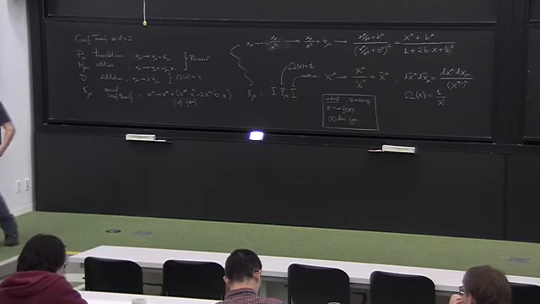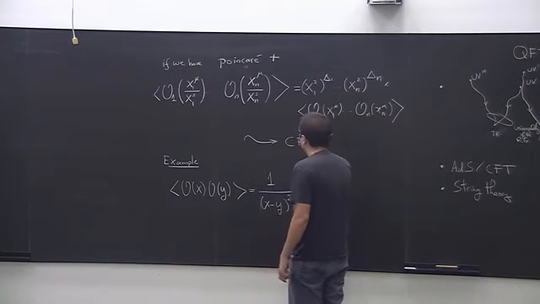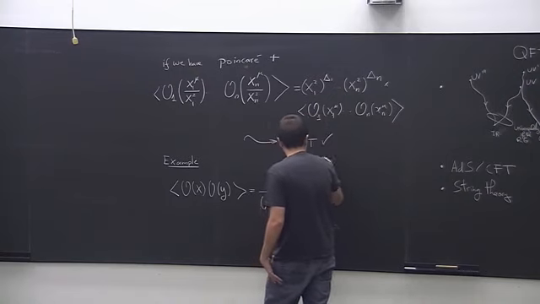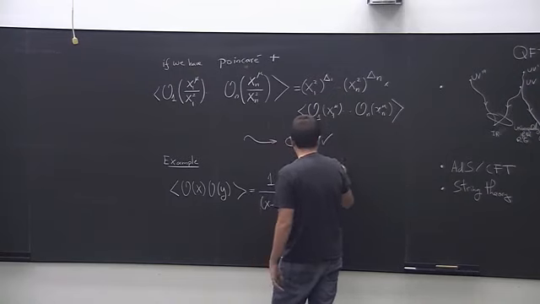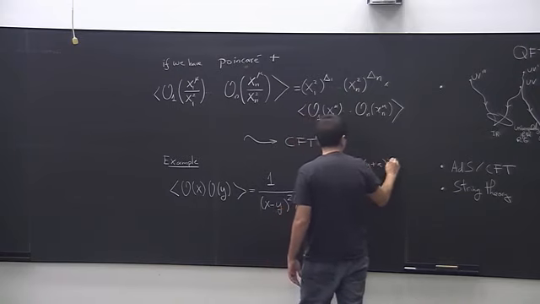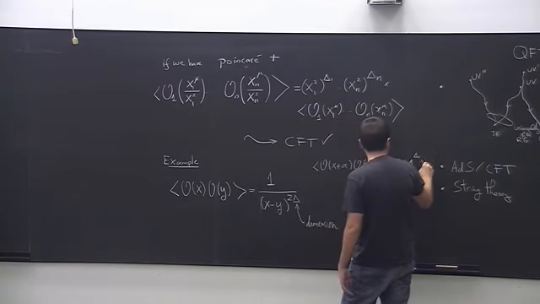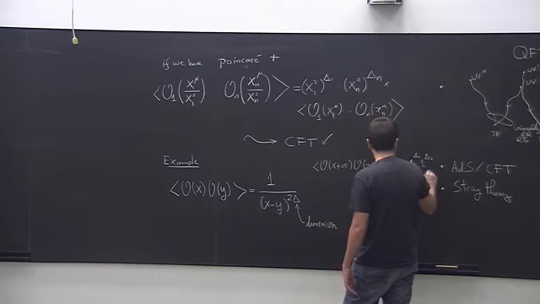So, translations, obvious, right? It only depends on the distance. So, of course, it is true that O of x plus a, O of y plus a is equal to 1 over distance to some power delta, times the correlation function O of x, O of y.